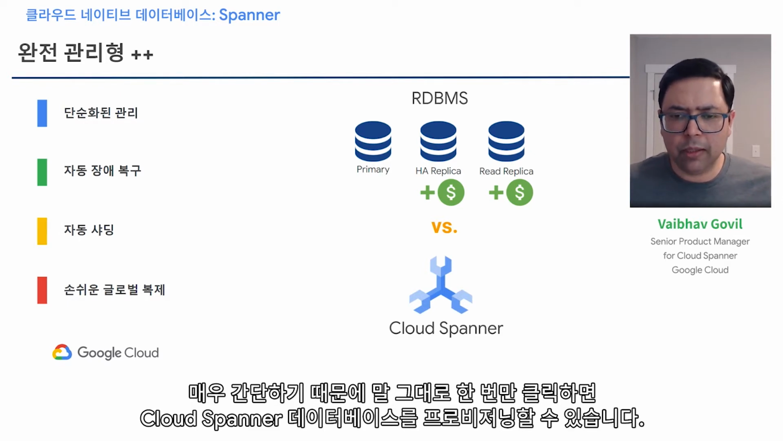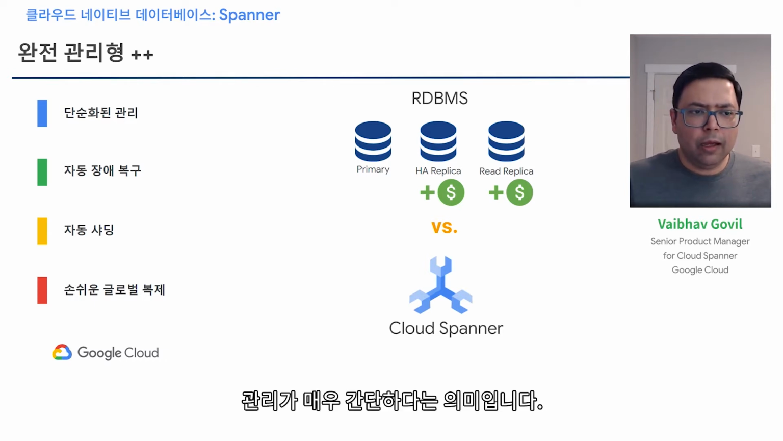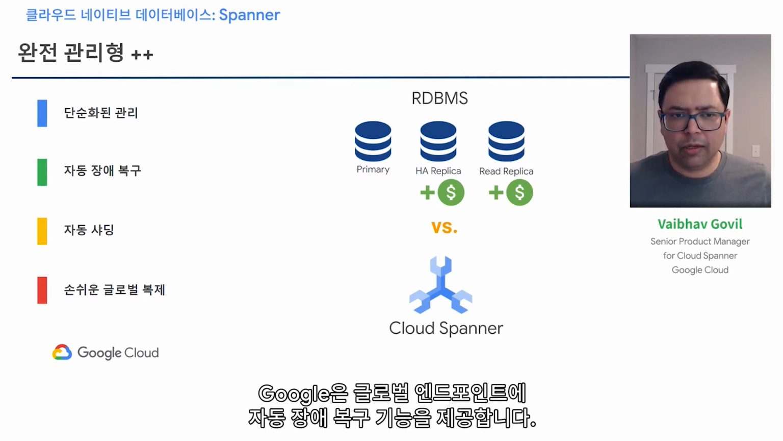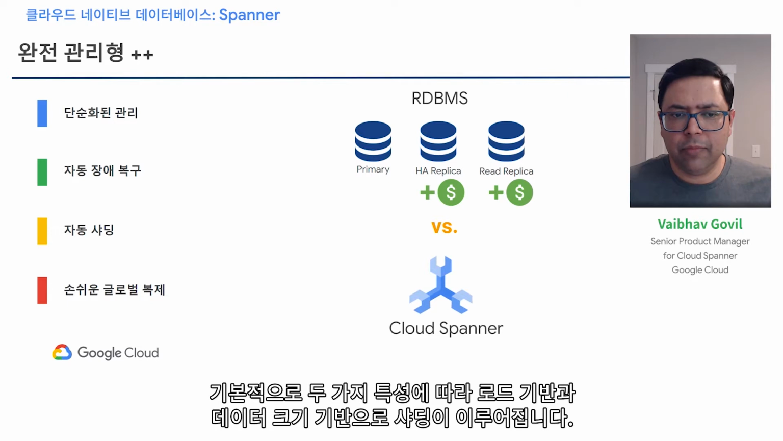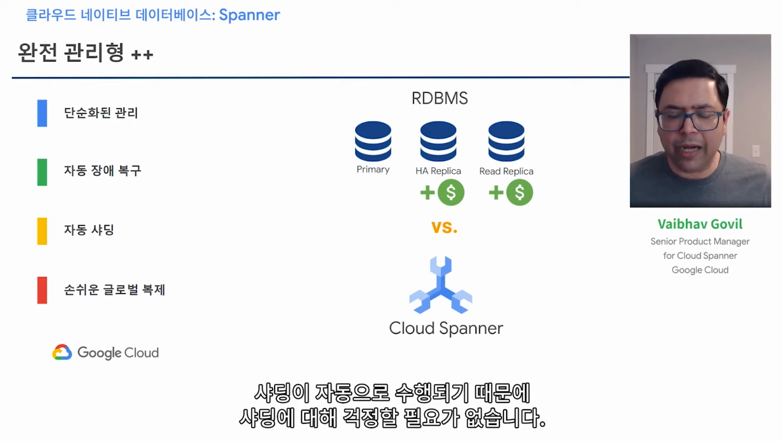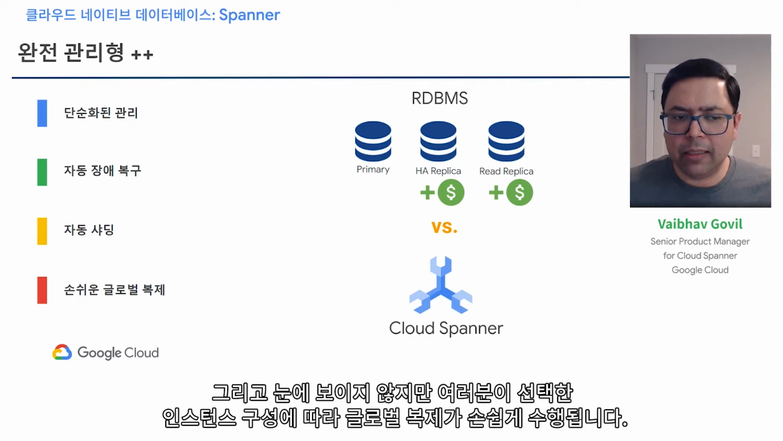It's extremely simple. It's literally a single click for you to provision a Spanner database. We are talking about very good, simple administration. We provide a global endpoint, so automatic failure recovery. Spanner does automatic sharding. Basically, we shard based on two characteristics, which are load-based sharding as well as size-based sharding. It's done automatically for you, so you don't have to worry about it. And behind the scenes, there's easy global replication, which is done, again, depending on the instance configuration which you are choosing.